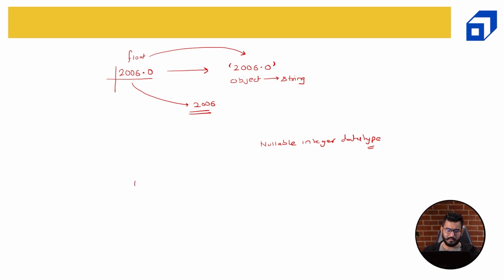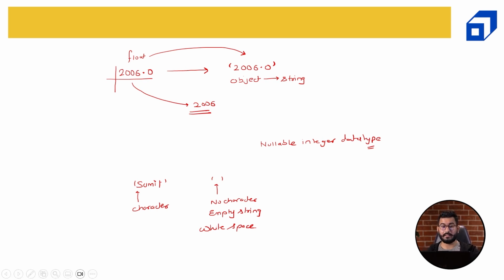For example, this is a string which is having some characters. Here each alphabet is a character, right? But I can have a string like this also, which does not have any character. So this is known as an empty string, also known as a white space. This is the problem that this particular column is having. In the total charges column, it is having white spaces.